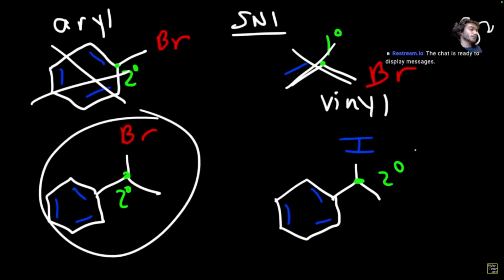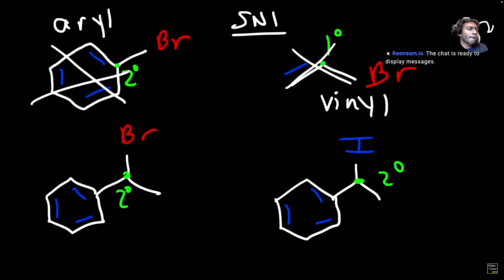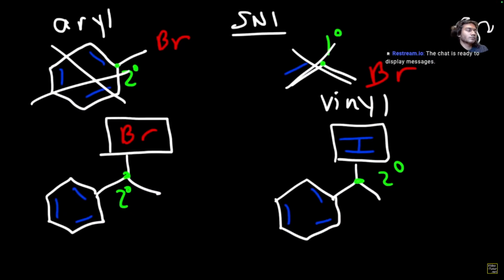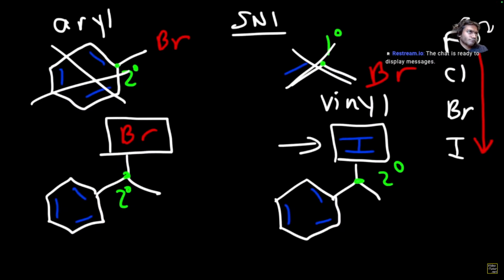Now, these two have the same structure. Benzyl halides work very well for SN1 and SN2 reactions. So the real thing we need to look at is the leaving group. Which leaving group is better, the bromide ion or the iodide ion? If we look at the halogens, fluorine, chlorine, bromine, and iodine, we know that in the periodic table, as you go down, atomic size increases. So iodide is bigger than bromide, and iodide is the better leaving group because of that.